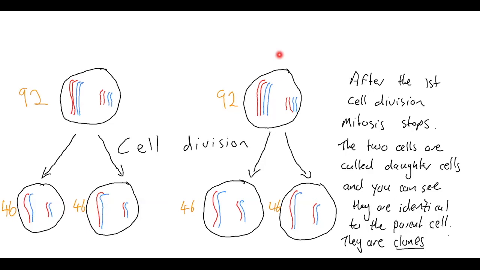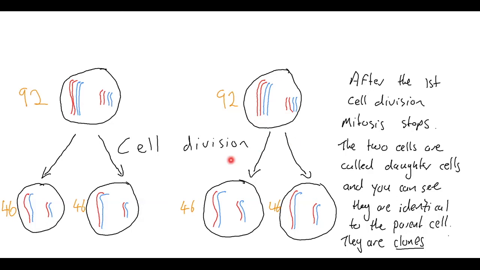If we come over to the right hand side here, we're now going to concentrate on what happens in meiosis. And again, in meiosis, remember that the cells have copied and made identical copies of the chromosomes there. So we've got 92 from that 46.